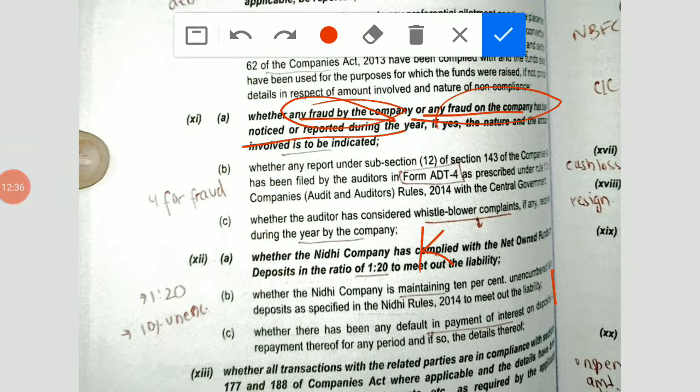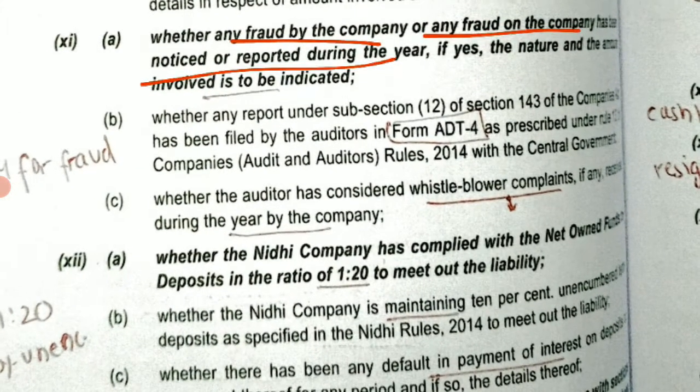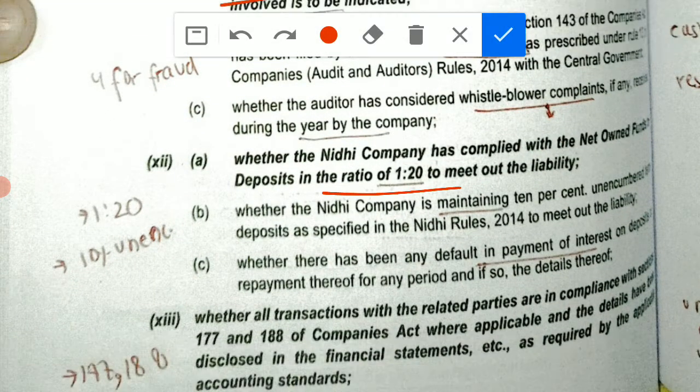Then your 12th clause talks about Nidhi. So if it is a Nidhi company, you have to report whether the Nidhi company has complied with the net owned fund to deposits ratio of 1:20 to meet out the liability. That means the ratio of net owned fund and deposits of a Nidhi company should be 1:20. So you have to check whether the ratio is complied with or not.